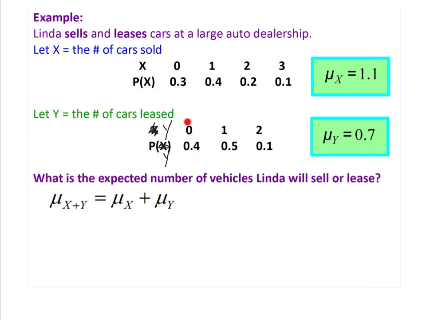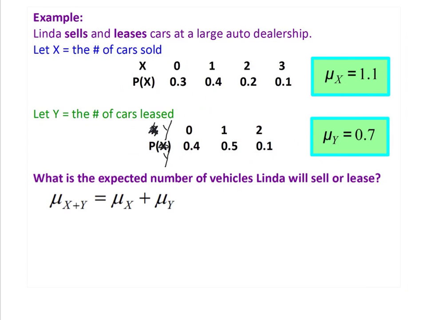So the probability she leases 0 cars is 40%, the probability she leases 1 car is 50%, and 2 cars is 10%. I know that this is a legitimate probability distribution because all of these probabilities are in between 0 and 1, and when I add this row together, it adds to 1. So the mean of distribution y is 0.7. So 0.7 are the expected number of cars that Linda leases.